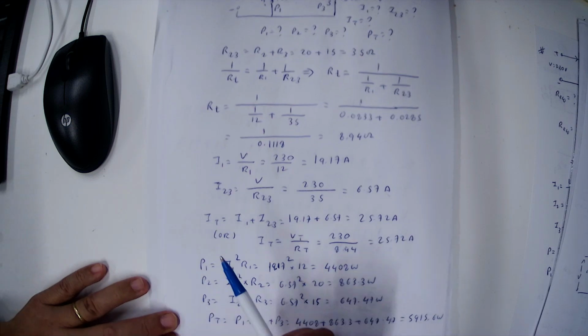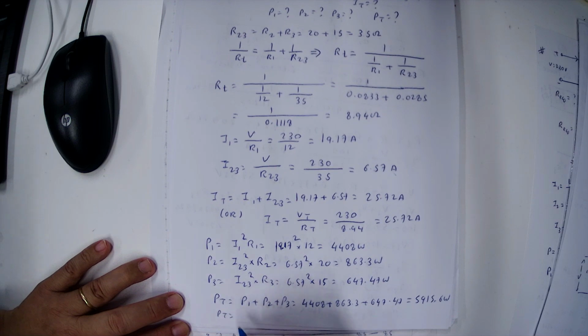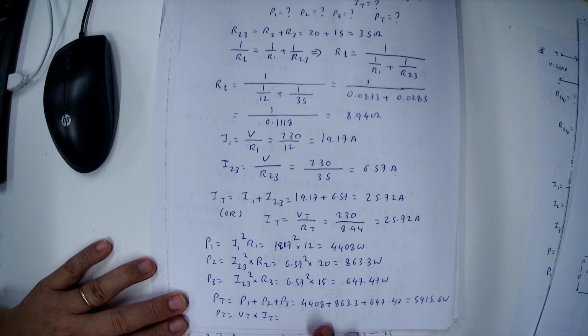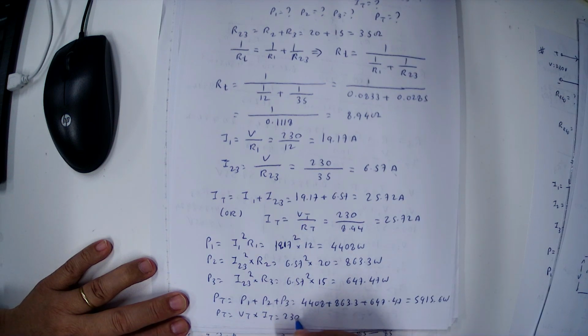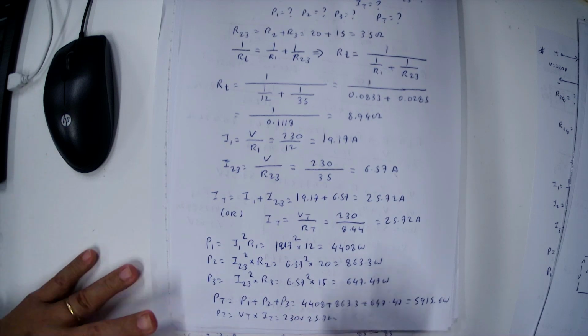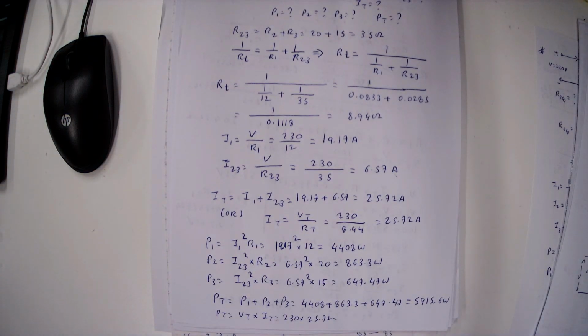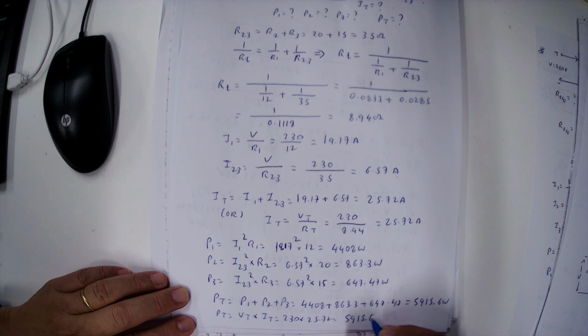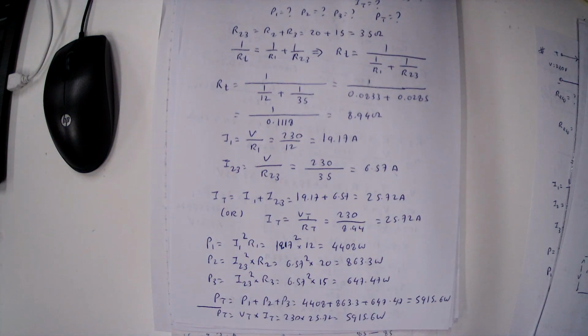And similarly, we can also calculate the total power another way. P total: you know the voltage total and the current total. Voltage total multiplied by current total, we can also calculate the total power. So in this case, voltage total is 230, current total is 25.72. So 230 multiplied by 25.72, we can also calculate. This is also 5915.6. So there are two methods. We add all power together, or we know the total voltage and total current. So multiplying total voltage and total current, we can calculate the total power.